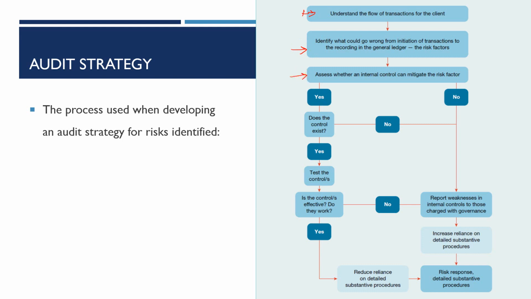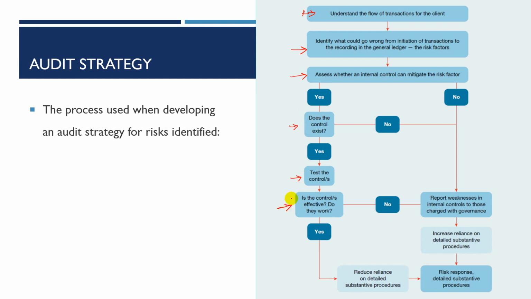If the auditor believes one or more controls could be designed to mitigate the identified risk, they will assess whether the client has controls in place. That is, do they exist? If the client has one or more appropriate controls in place, the audit strategy is to test the effectiveness of those controls. That is, do they work?